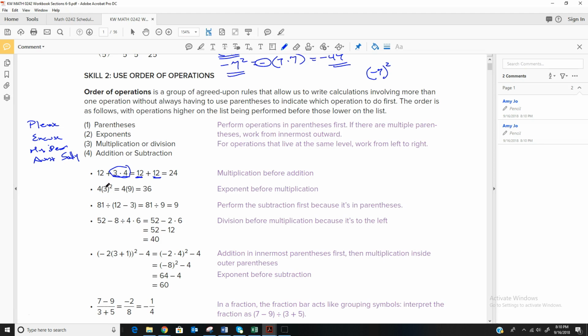Same thing on this one. We don't want to do 4 times 3 first and then square it. Exponents come before multiplication, so we're going to do this exponent first, which gives us a 9. And then the 4 is still there. 4 times 9 is 36.